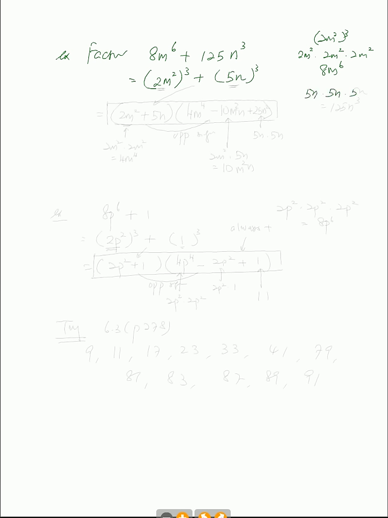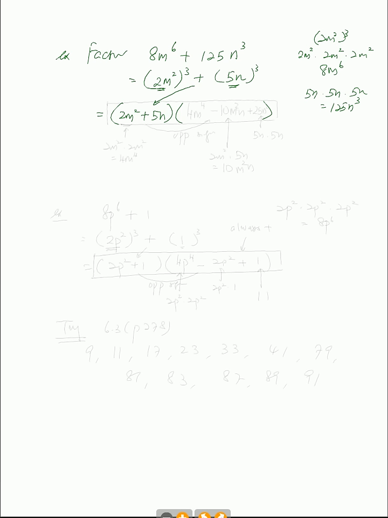Start two parentheses, a smaller one and a bigger one. These two candidates, the 2m squared and the 5n, go into the first parentheses, and the sign matches the original, whatever the sign is. If it's a plus, it will be a plus. Let's figure out what's in the next parentheses. The trick is you square this. So 2m squared times 2m squared makes it 4m to the power 4.